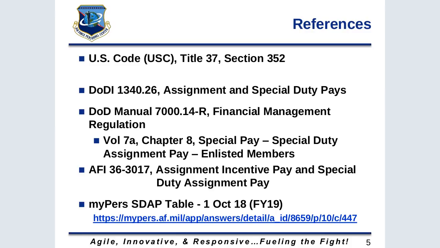References pertaining to SDAP first start with the United States Code, Title 37, Section 352, and lays the foundation for this program. DoD Instruction 1340.26, Assignment and Special Duty Pays, establishes policies, assigns responsibilities, and prescribes procedures concerning eligibility and requirements for receipt of all special duty pay in accordance with the U.S. Code. AFI 36-3017, Assignment Incentive Pay and Special Duty Assignment Pay, further codifies total force guidance and procedures for the Air Force. This AFI was recently updated and brings us to our next slide.